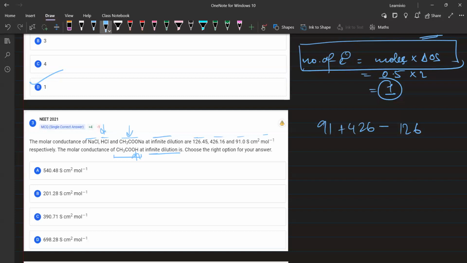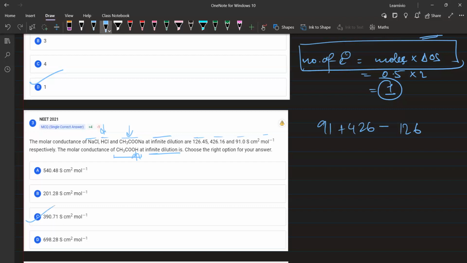We are having a vast difference, no? How vast difference? So I can just take these numbers and get the answer. 91 plus 426, 300 approximately will come. C option will be correct. Minus 426. Yeah, that is correct. 390.